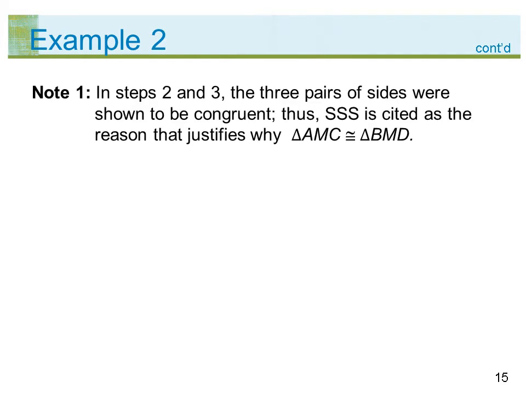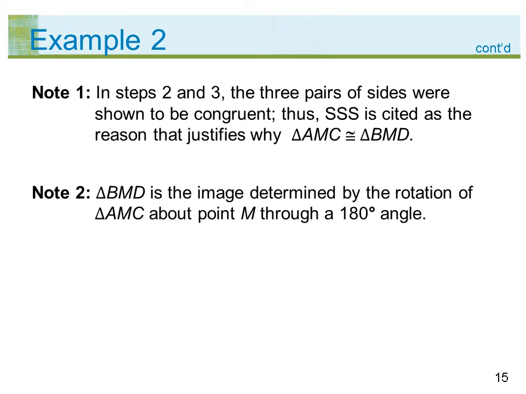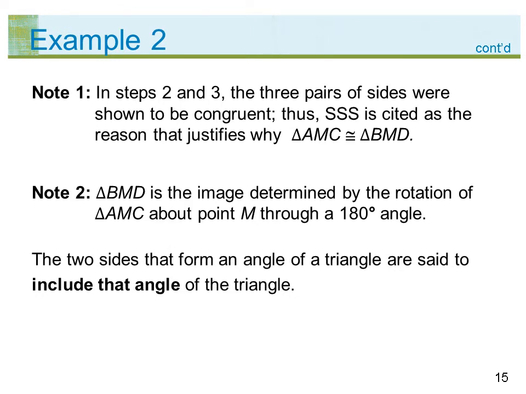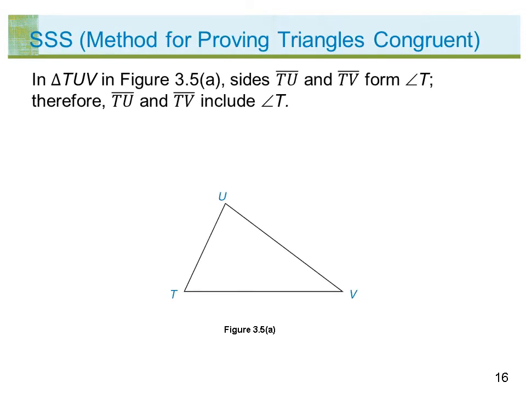Note 1. In steps 2 and 3, the three pairs of sides were shown to be congruent. Thus, SSS is cited as the reason that justifies why triangle AMC is congruent to triangle BMD. Note 2. Triangle BMD is the image determined by the rotation of triangle AMC about point M through a 180-degree angle. The two sides that form an angle of a triangle are said to include that angle of the triangle. In triangle TUV in Figure 3.5a, sides TU and TV form angle T.